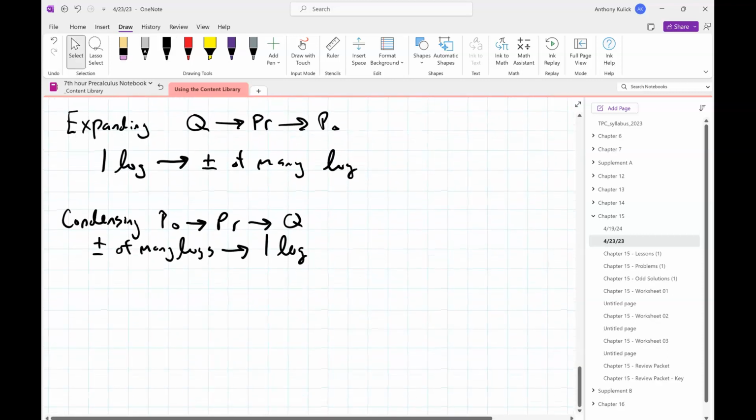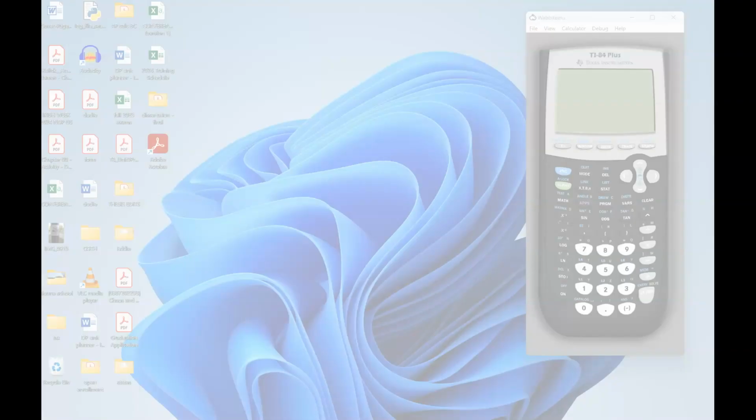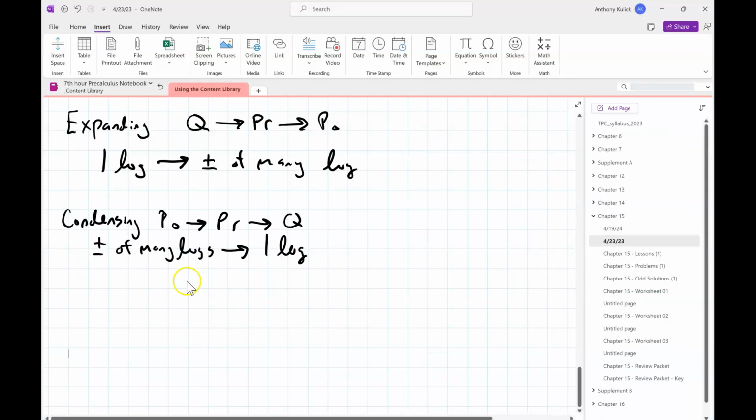Everybody ready to rock and roll? Let's do some examples of doing this. Do you remember doing this last year in your Algebra 2 class? You should, because you should have spent a good bit of time doing this. This is a core logarithm skill for Algebra 2 students.